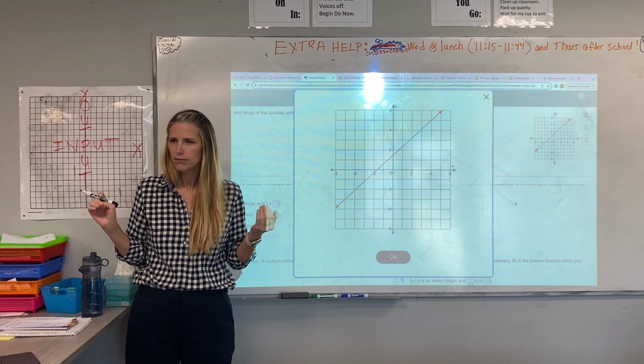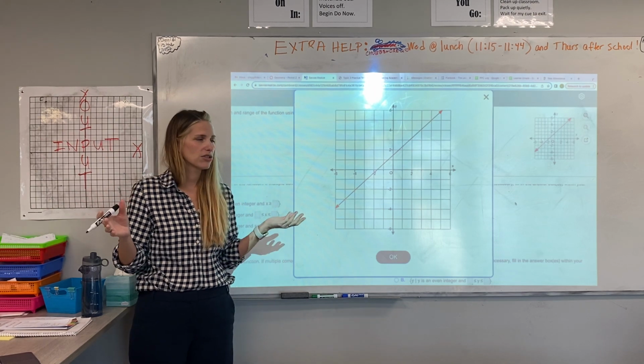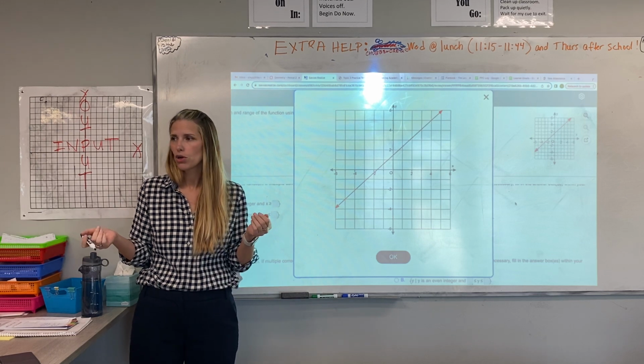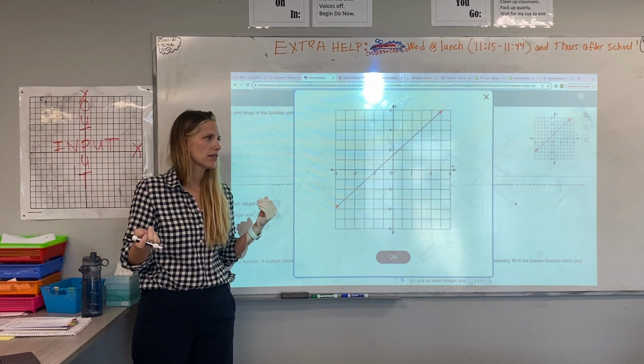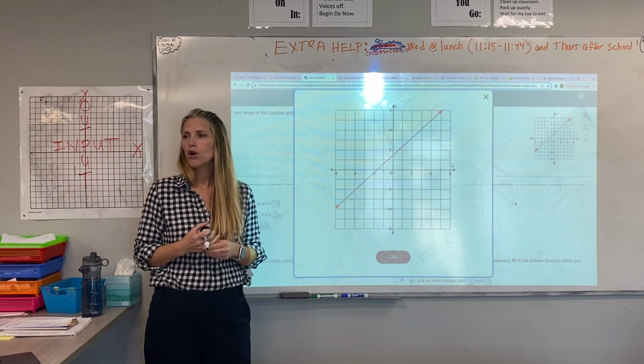Does that make sense? So out of all of those answer choices, because there are a lot of them, the answer should be x is a real number when you see a continuous line like that, a linear function like that. Now let's talk about our y values.